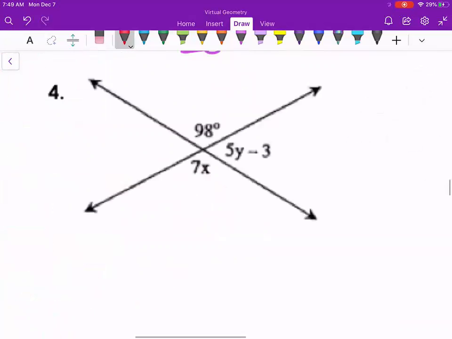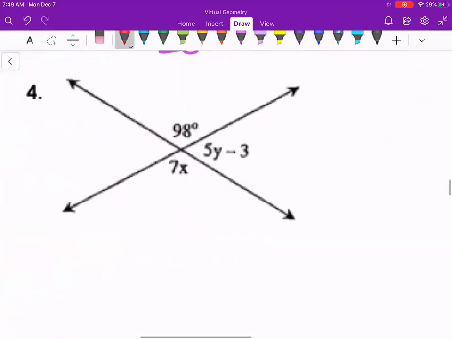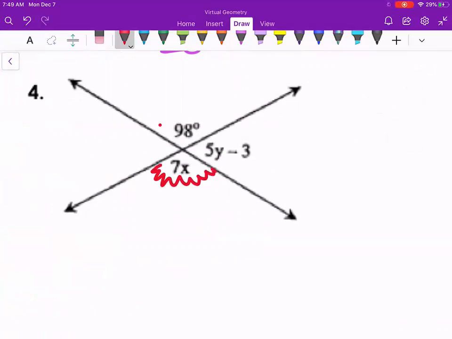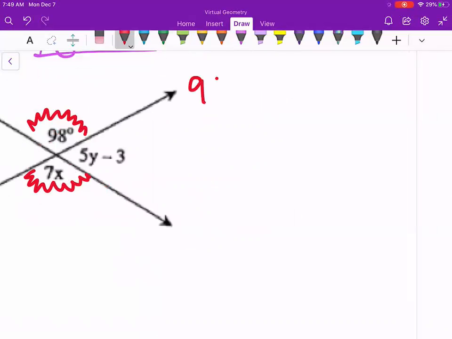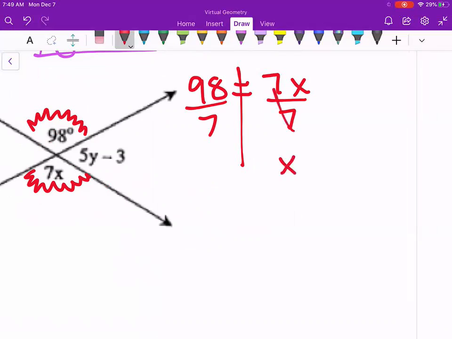All right, let's do our last one here. We've got two variables in this one, and that's fine. Again, it's all about what kind of relationship we have. It doesn't matter if you want to start with x or y here, but one thing I know is 7x and the space where 98 are, those are vertical again. So they are going to be congruent. So let's get that one first. So 98 is congruent to 7x. So we can divide both sides by that 7, which gives us a 14 for x. Okay, those two are vertical.